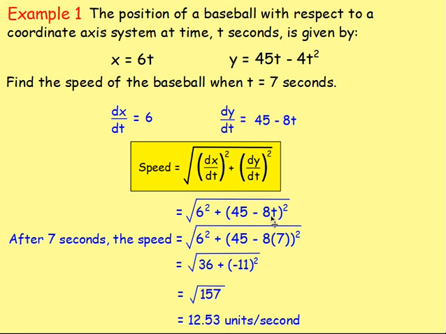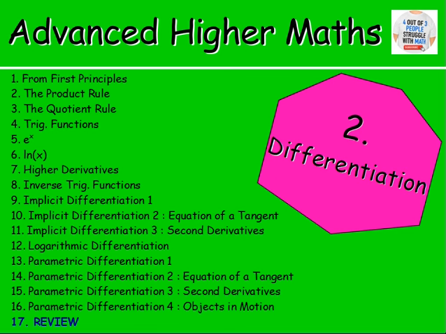From there, you could multiply the brackets, simplify all that, but you know t is 7, so just replace t with 7. So you'd have 6 squared plus, and then in brackets 45 minus 8 times 7 all squared. From there, you can work that out, and that gives you the square root of 157. If you did go to a decimal, a couple of decimal places, it'd be 12.53 units per second, but you're best leaving your exact values, so you should really leave it as the square root of 157 units per second. There was another example there with working out the instantaneous speed. Have a look at that if you're still unsure.